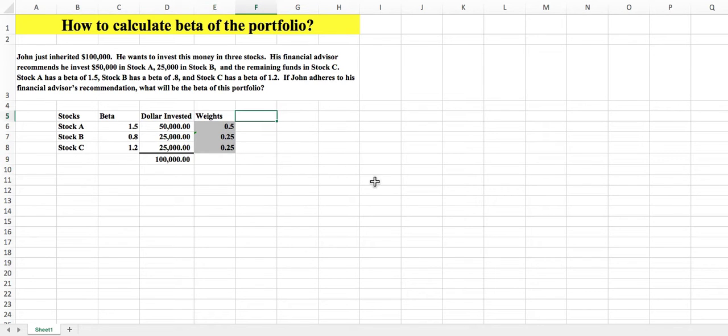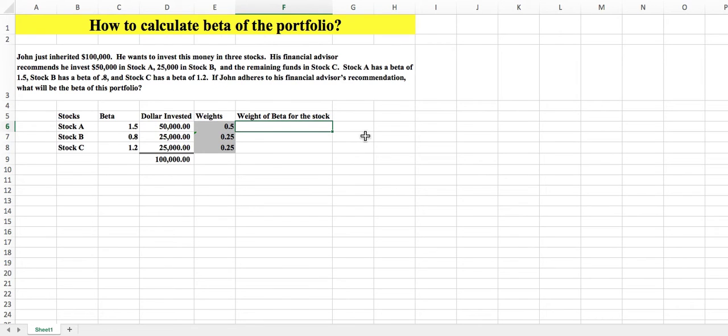Next thing we need to do is get the weighted beta for the stock. In order to do this, it's as simple as taking the beta and multiplying it by the weight. Do the same thing for stock B. We're going to take the 0.8, which is the beta for stock B, and multiply that by the weight invested. And we're going to do this one more time. We're going to take the beta of stock C and multiply that by the weight of the stock, and it gives us 0.3.